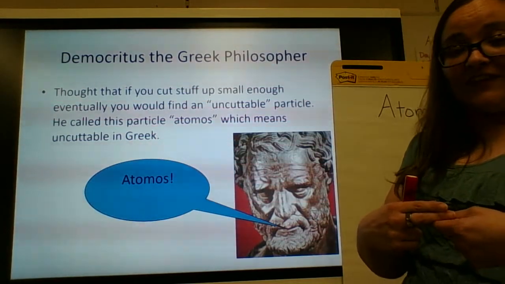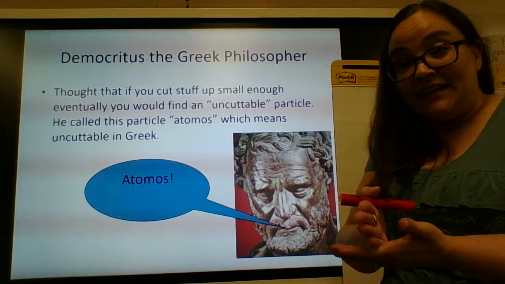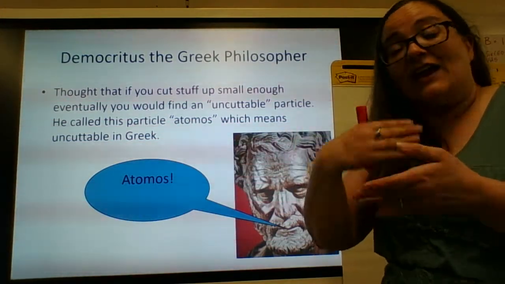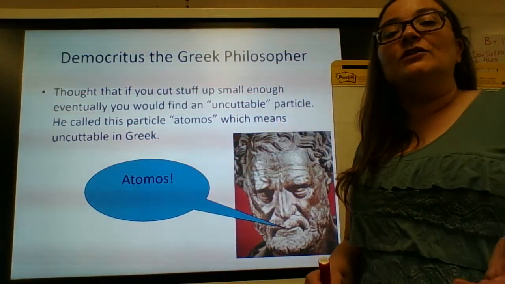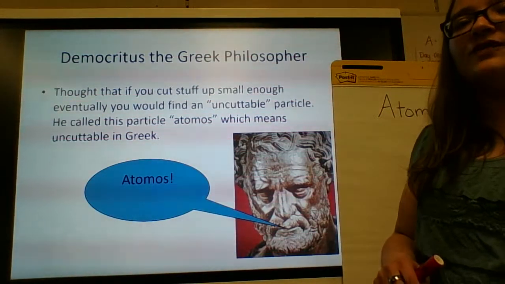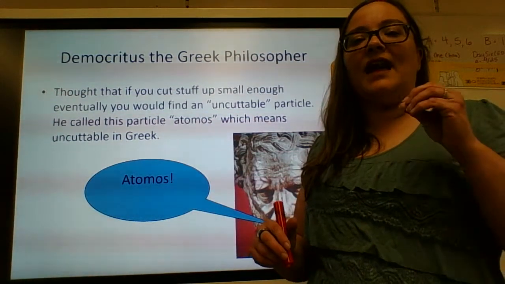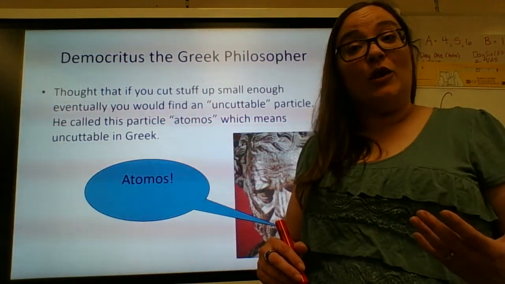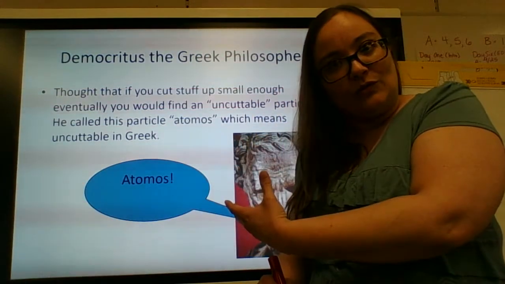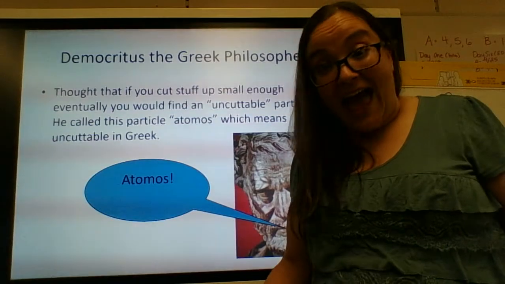And we talked about the fact that his idea was that if you took any piece of matter, cut it in half, and then take that piece and cut it in half and do that over and over again, eventually you'll get to a particle that is uncuttable. A particle that if you were to cut it any smaller, it would no longer be that item. And in Greek, atomos means uncuttable. So guess who gave us the name for the atom?